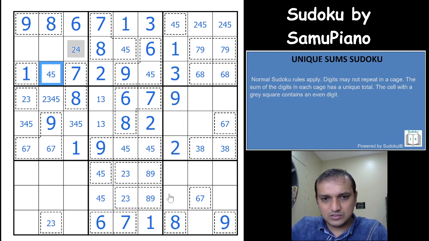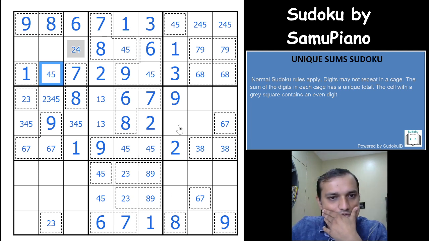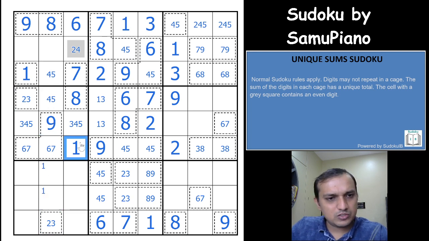4, 5, 6 and 7. Both these are 2, 3, so this cannot be either a 2 or a 3, because these both are different and C is both of these cells. So you got a 4, 5 pair here. 8, 9. Where can a 1 be? 1 has to be in one of these two cells, right? Okay.